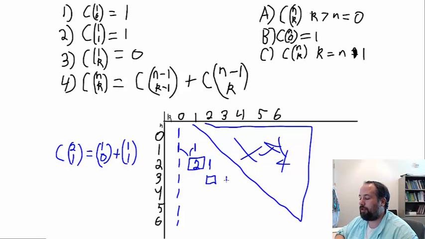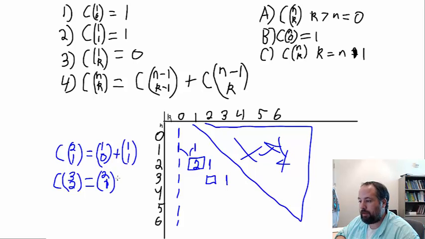So we know that 3 choose 3 is going to be 1. What about 3 choose 2? 3 choose 2, that's going to be 2 choose 1 plus 2 choose 2. Correct? So that's going to be these two right here. That's going to be 3.